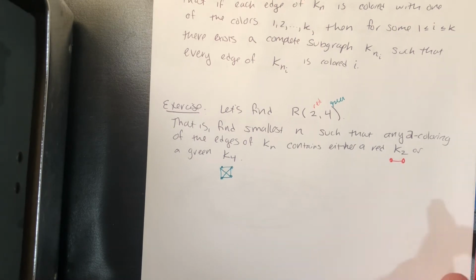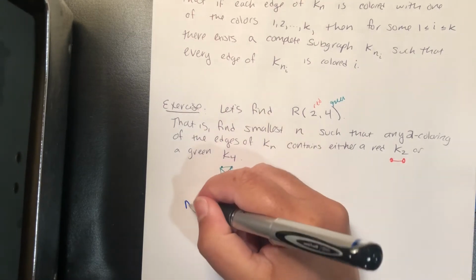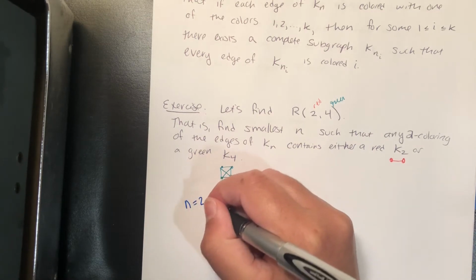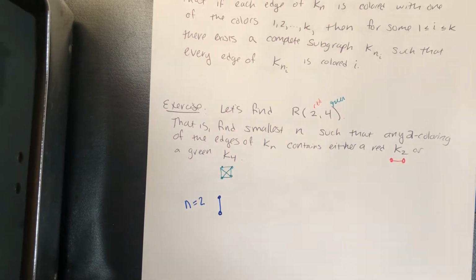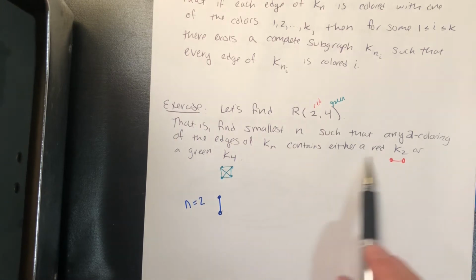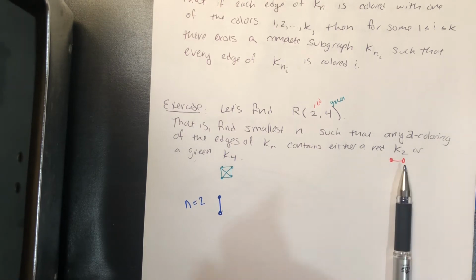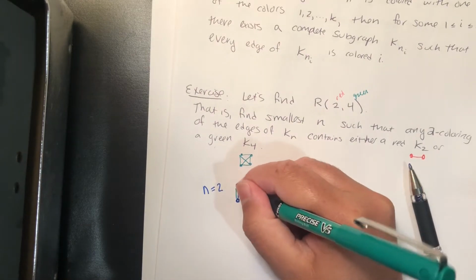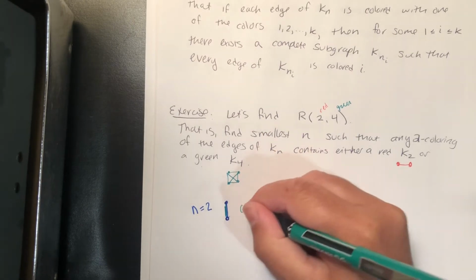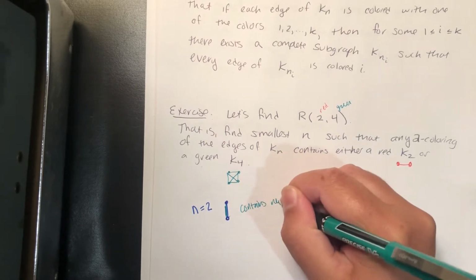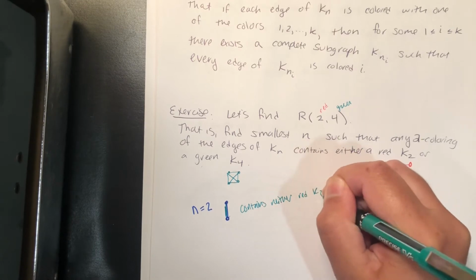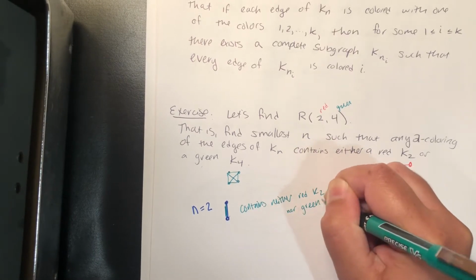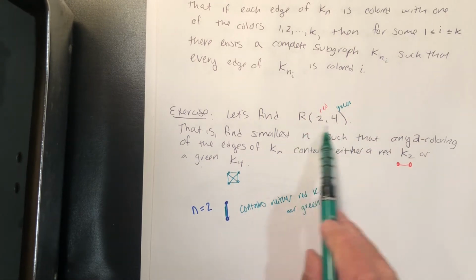I'm just going to try guessing and checking for some small values of n, and I'm going to look for counterexamples. In other words, let's start with n equals 2, because n equals 1 is sort of silly. I'm going to look for a coloring of K2 that does not contain a red K2 and does not contain a green K4. Well, clearly, I don't want to color this edge red because then it would contain a red K2. But if I colored it green, this contains neither a red K2 nor a green K4, which means this R24 is not going to be equal to 2.